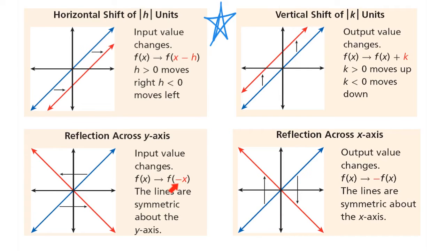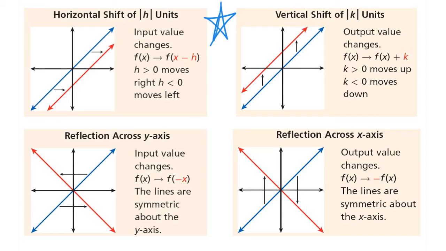Reflections down here. Reflecting across the y-axis affects your x values or your inputs, and so we end up with f of negative x. The inputs are going to end up being the opposite. Reflections across the x-axis are going to affect the output, so the whole function ends up being its opposite or its negative.